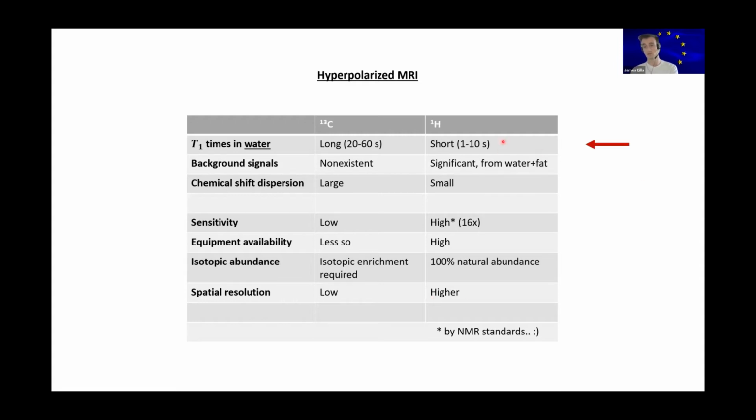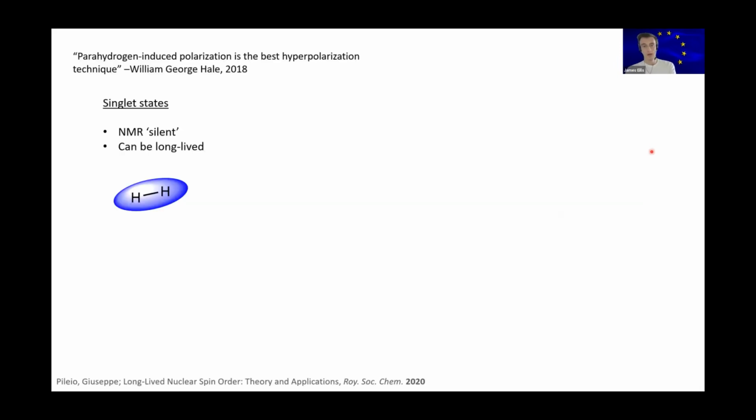I think this is the big one, though. I think this is the really big one. This is why heteronuclei, i.e. nuclei that aren't protons, are favored for in vivo imaging. Okay, so, well, we'll talk about a possible solution to that.